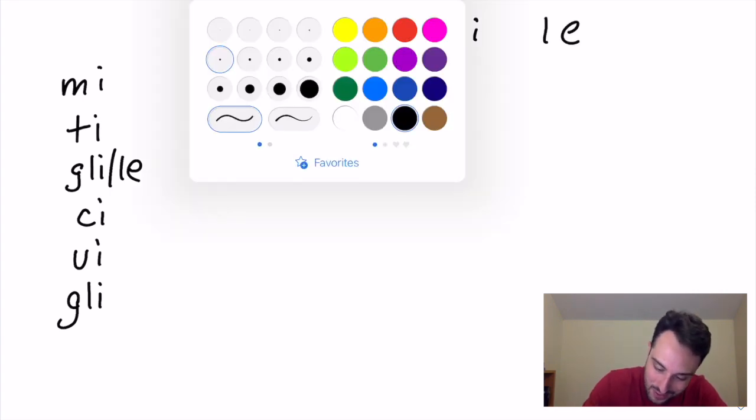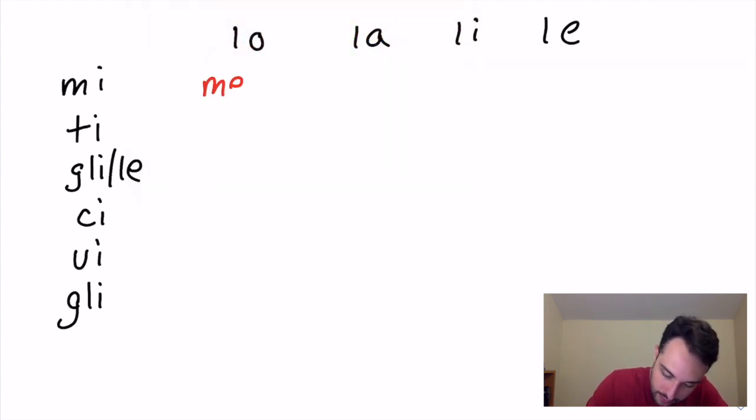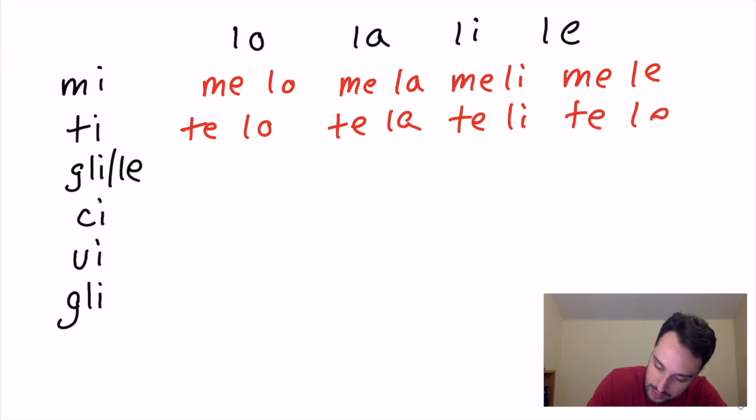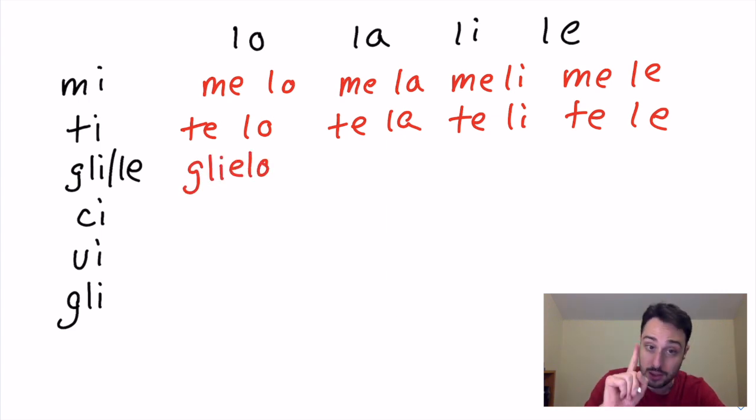Okay, so here's how it's going to work. We'll put it in red. Let's be different. Me lo, me la, me li, me le. Then we have te lo, te la, te li, te le. Now, gli and le just becomes glie, and all we do is we add an e at the end of gli. So it becomes G-L-I-E, and then we add lo. And this actually becomes one word.